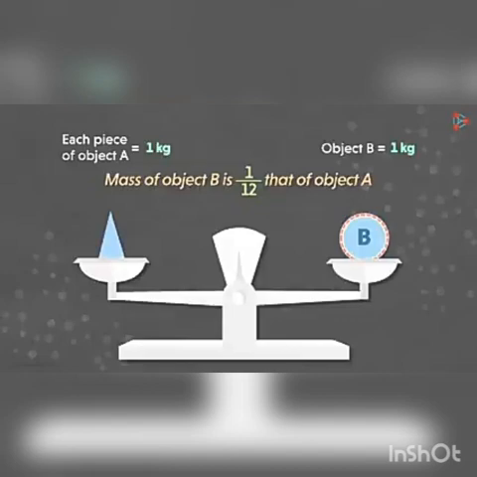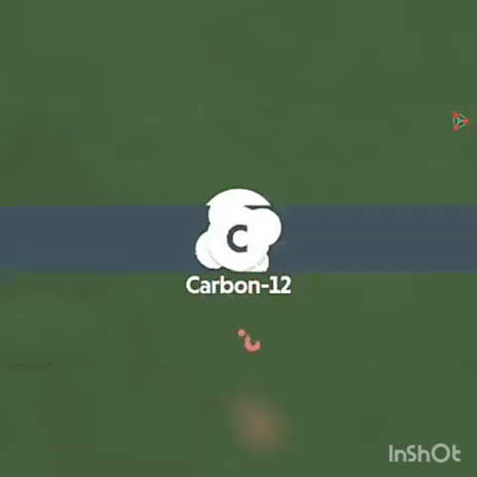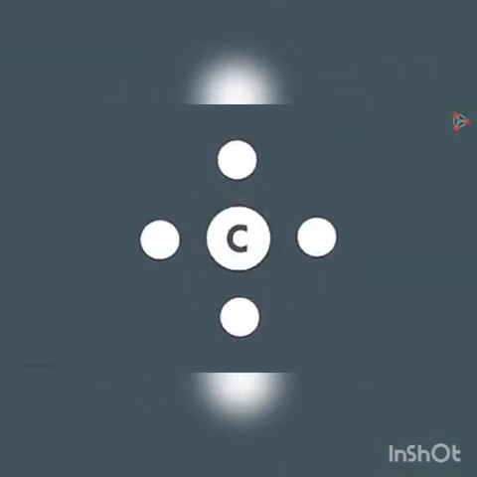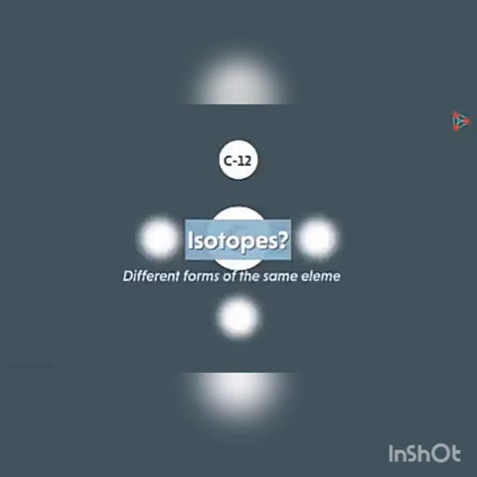Since we cannot directly calculate the mass of an atom, we usually calculate it with respect to the mass of a carbon atom. We take carbon-12 as our standard. Wait, what is carbon-12? What does it mean? The element carbon has many isotopes and the carbon-12 is one among them. And do we know what isotopes are? Well, for now, we need to understand that they are different forms of the same element.